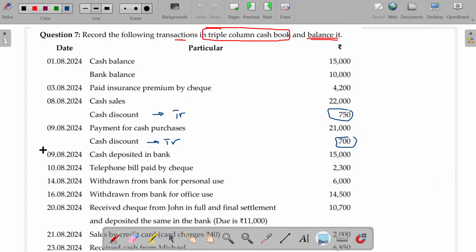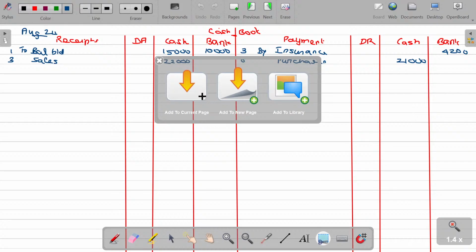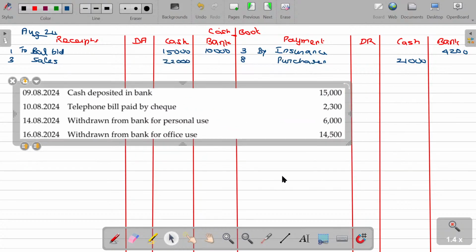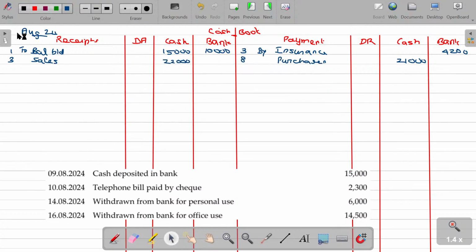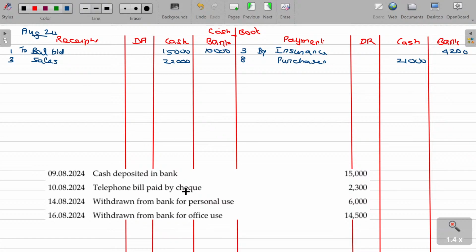Now, from 9th onwards up to 16th, I'll post that now. Cash deposited in bank.